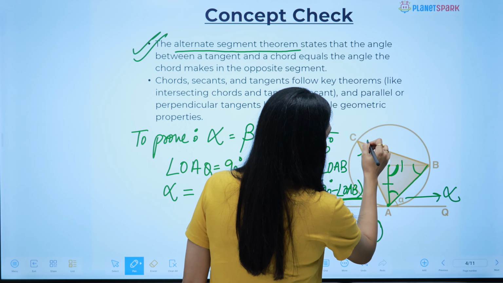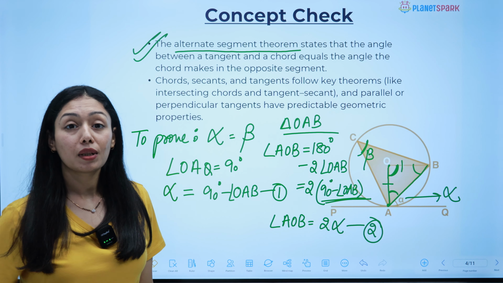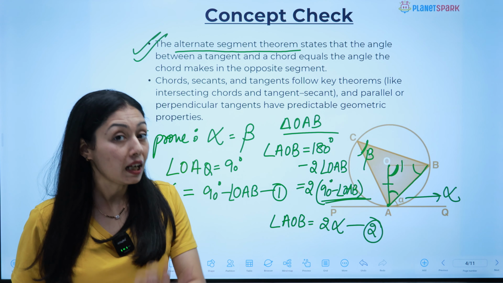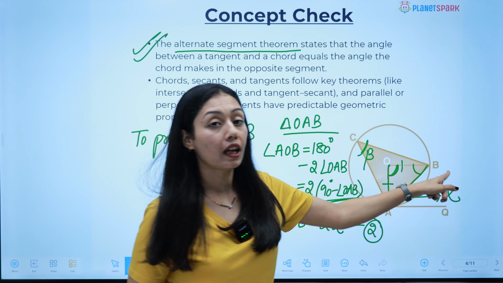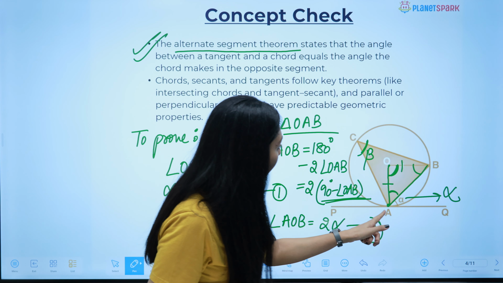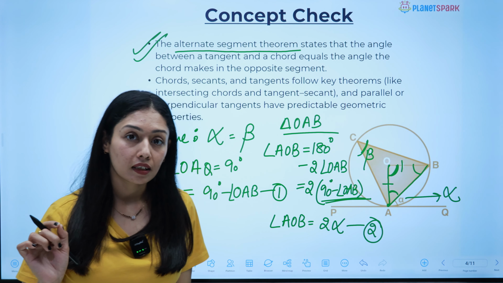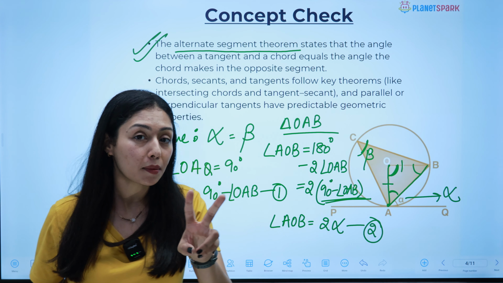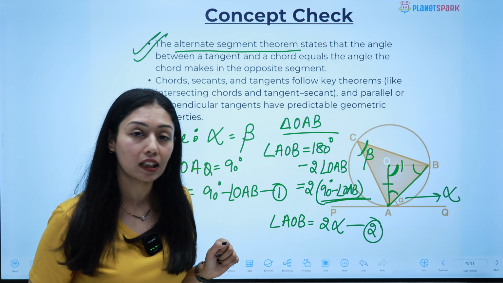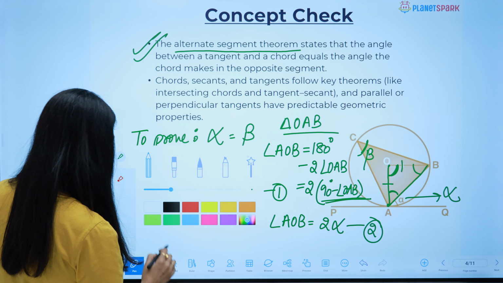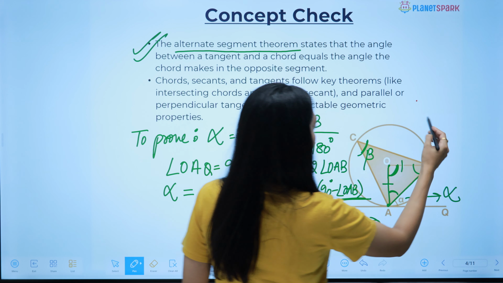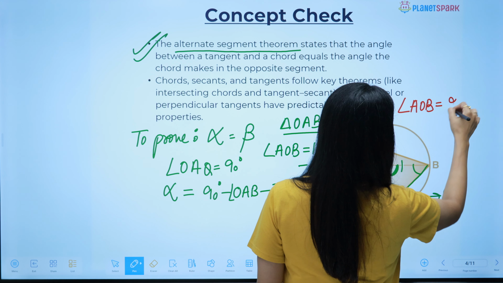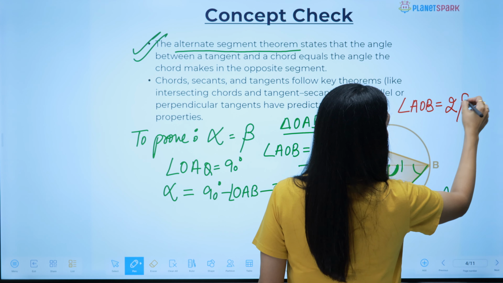Now, in this angle and this angle, what relationship is there? Quickly tell me in the comments. Yes, chord AB, or I can say arc AB, is subtending angle AOB at the center of the circle and angle ACB on the circle. So what is the relationship? Angle subtended at the center will be 2 times the angle subtended on the rest part of the circle, right? So from here I can write, yes everyone, that angle AOB is 2 times this angle, which is beta.